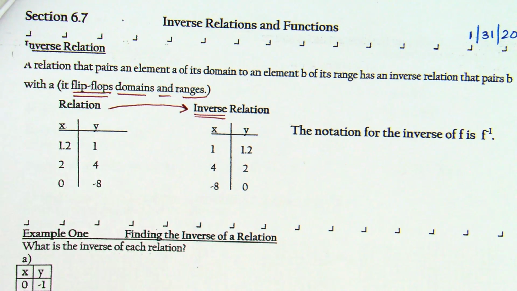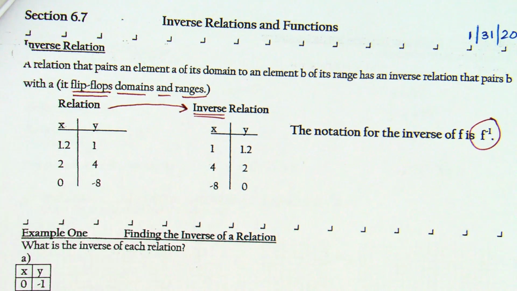Inverse notation. Normally with a function we say f of x. For inverse notation it's f inverse of x. So you write f and that little negative 1 to indicate it is the inverse. And that's how you'll give your final answer if you're finding the inverse.